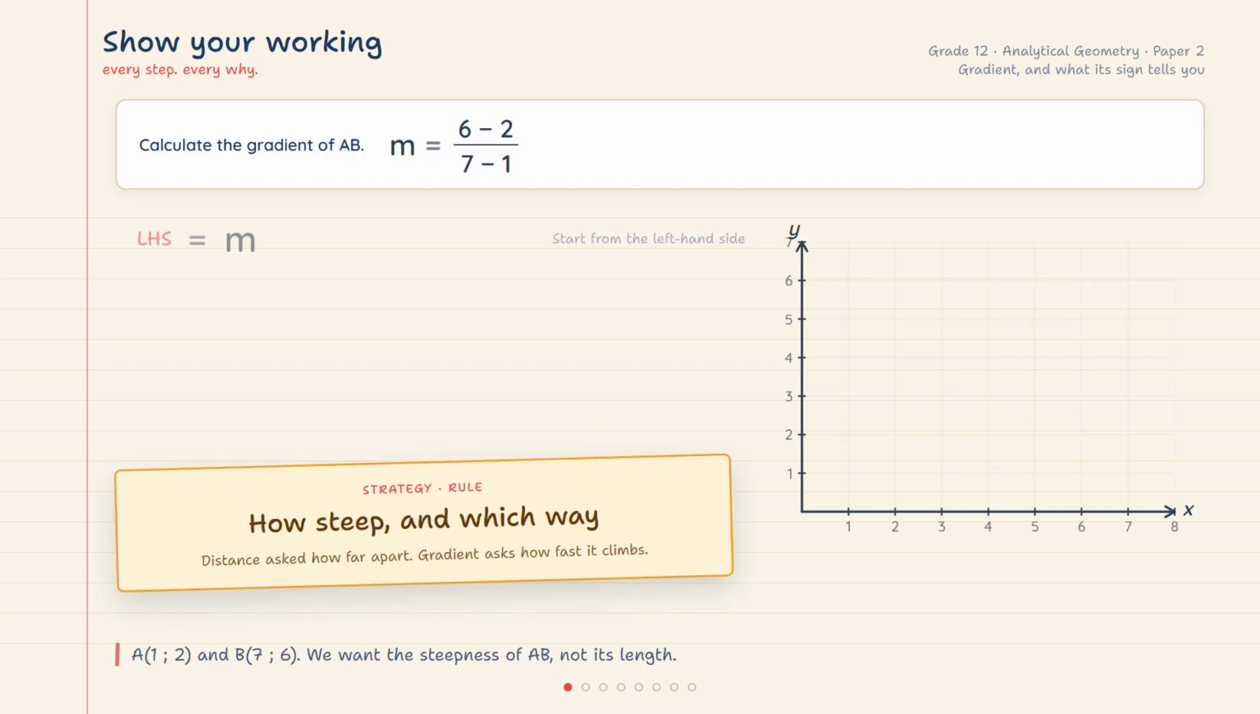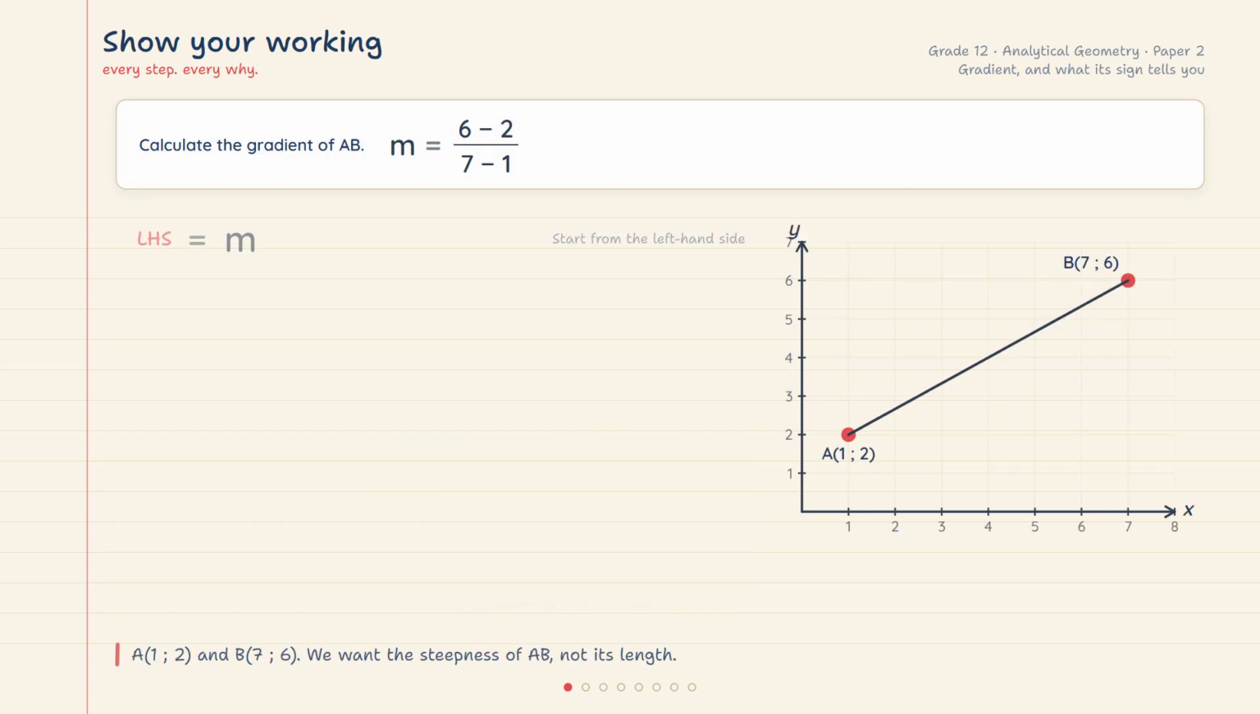Same 2 points, a different question. Last time we asked how far apart A and B are. This time we ask how steeply the line between them climbs. Those are not the same question, and they do not use the same arithmetic.